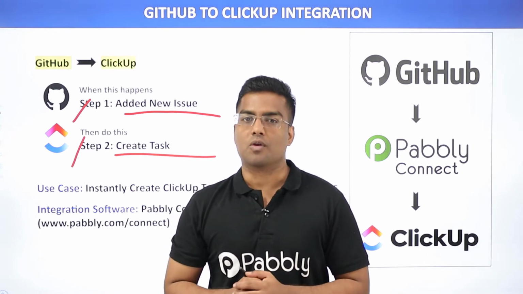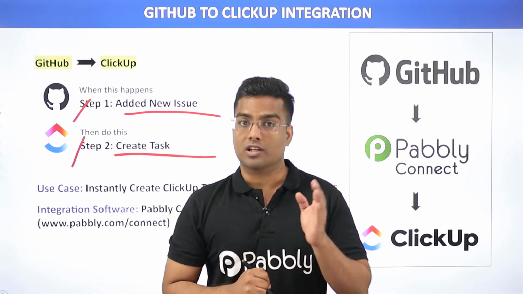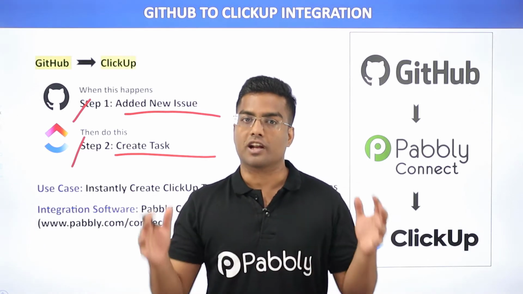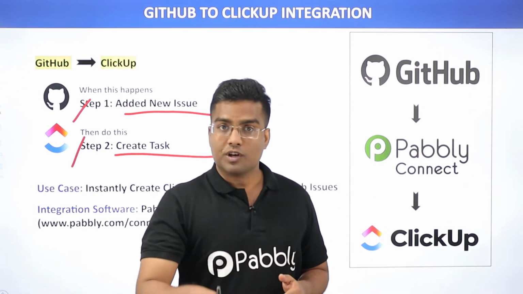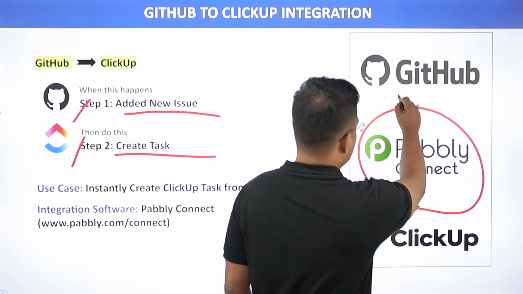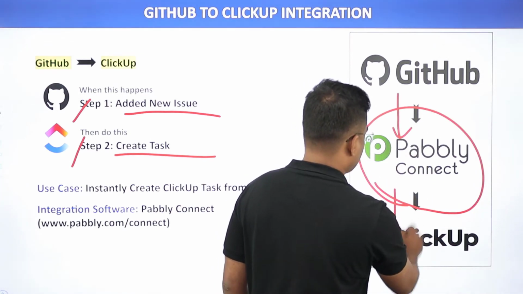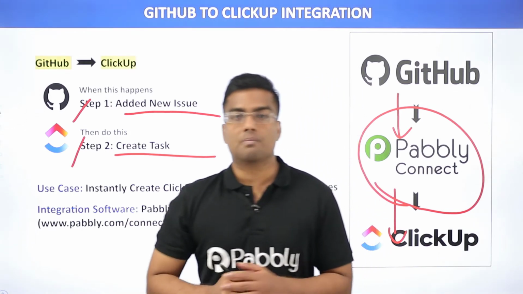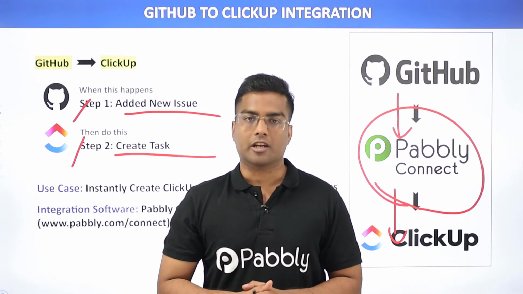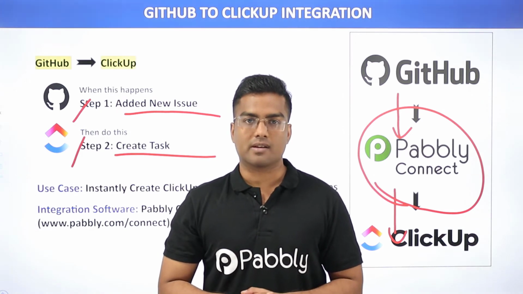But there is one minor problem. There is no integration between GitHub and ClickUp. So in cases like these, we need to bring a third app to connect them both. So in this video, we will be using Pabbly Connect to integrate GitHub and ClickUp. And the best part of using Pabbly Connect is, there is no need for coding skills or programming knowledge. It can be done easily. Let me show you on my screen.